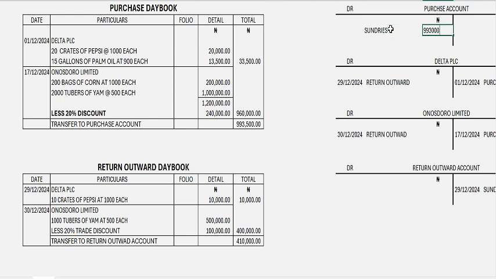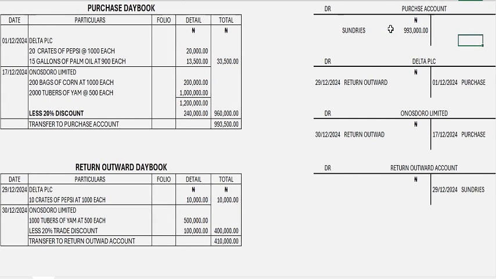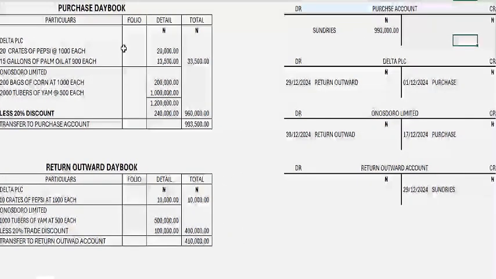Why are we debiting the purchase account with this amount? Because the budgetary principle states that we should debit the receiver and credit the giver. Now we are receiving into our purchase account, into our warehouse, so we are going to debit our purchase account. Then what about the other leg? Then credit the giver. Who is giving out? Delta PLC and Unozuru Limited are the ones giving out. So go to Delta PLC account and credit it with the amount we bought from Delta PLC.